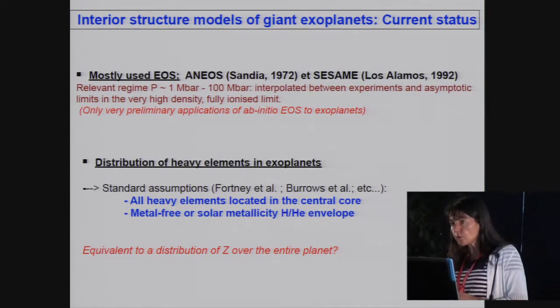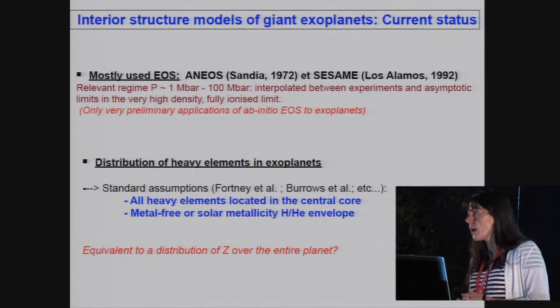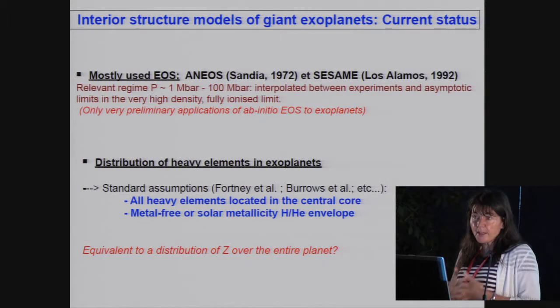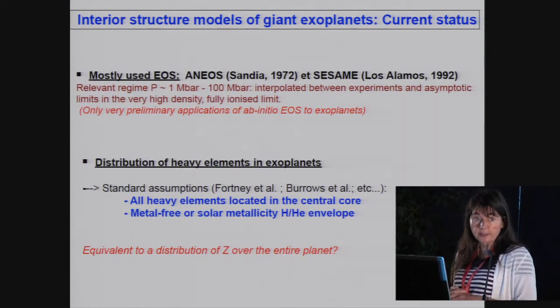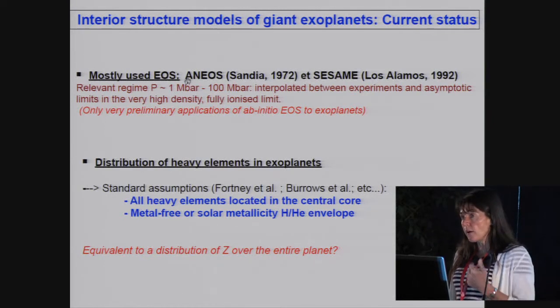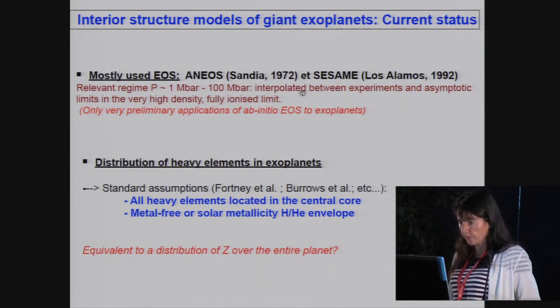First of all, because the constraints are not so high, the exoplanet models are still not really using ab initio equations of state which have been calculated. Most exoplanet models take into account, I would say, quite old equations of state, based on laboratory Hugoniot calculations from ANEOS and SESAME, and those are still very uncertain.